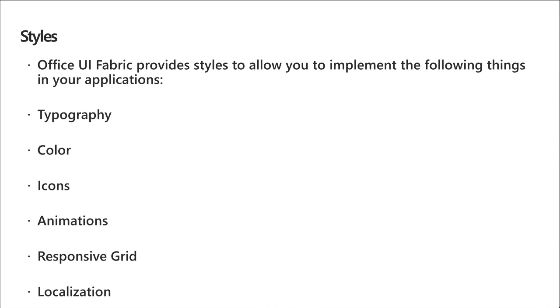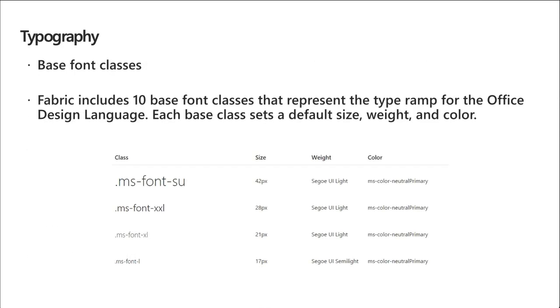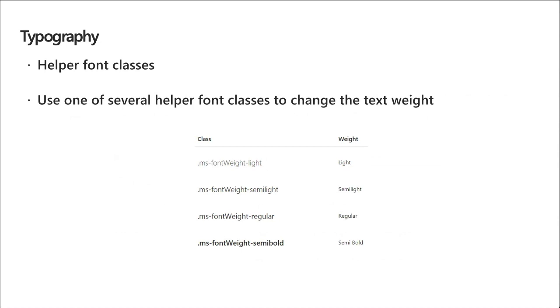The Office UI Fabric provides styles to allow you to implement the following things in your application. As I've talked about already, we have typography, color, icons, animations, a responsive grid, and there's even some localization stuff built in. As far as the typography goes, these are base font classes that are available to us. Fabric includes 10 base font classes that represent the type ramp for Office design language. Each base class sets a default size, weight, and color. There are also some helper font classes, so you can use one of the several helper font classes to change the text weight.